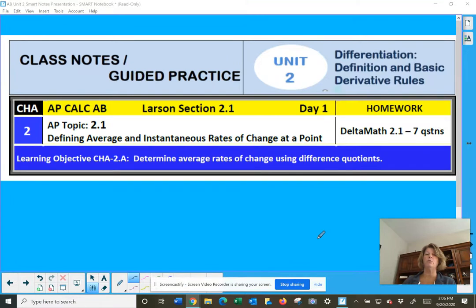So starting unit 2, we go into what is known as the derivative in calculus, and this will be a very large topic. We'll be on it for three units maybe, so it's going to be a biggie. The first thing we're going to do is introduce the general concept of it. As you can see in the topic, it says defining average and instantaneous rates of change at a point.